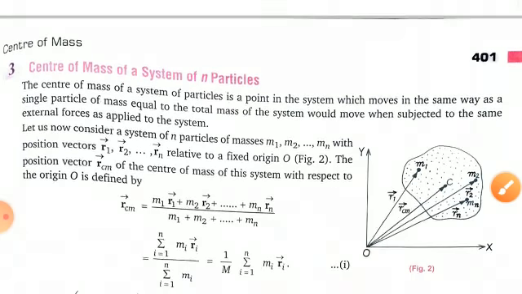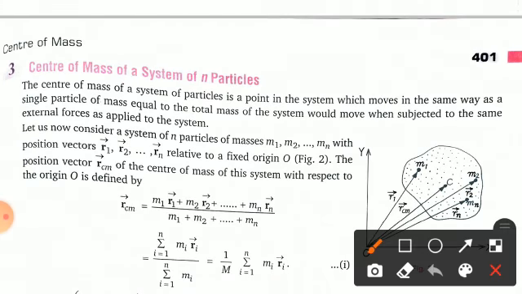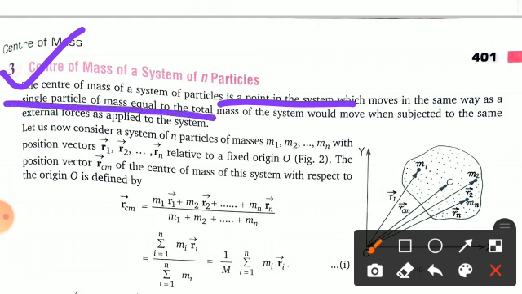Now we will come to the center of mass of a system of n particles. Here we considered two particles. Now we are going to discuss n particles. Fine. So the center of mass of a system of particles is a point in the system which moves in the same way as a single particle of mass equal to the total mass of the system would move when subjected to the same external forces as applied to the system.